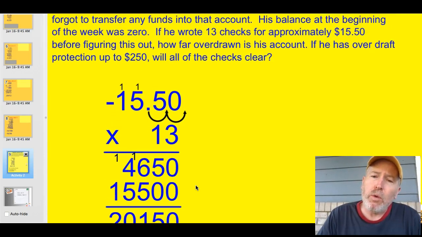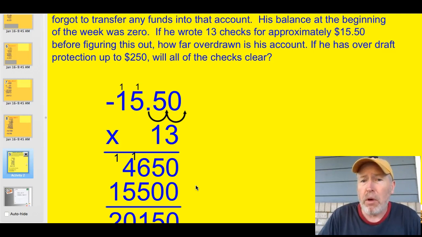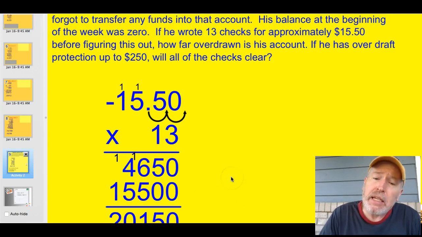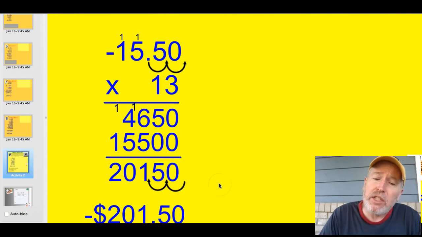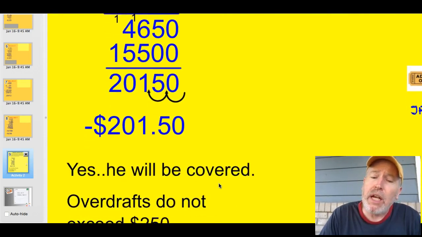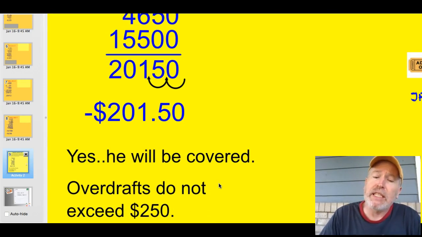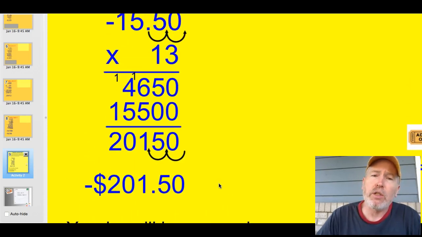Well, what banks will do is oftentimes they give you overdraft protection. In other words, if you forget to transfer money or you run out of money in your checking account, you have money in your savings account, they'll protect you up to a certain amount. In Bill's case, they'll protect him up to $250. So yes, this negative number is less than $250, so he will be covered. The overdrafts don't exceed that $250, so his checks will all clear.